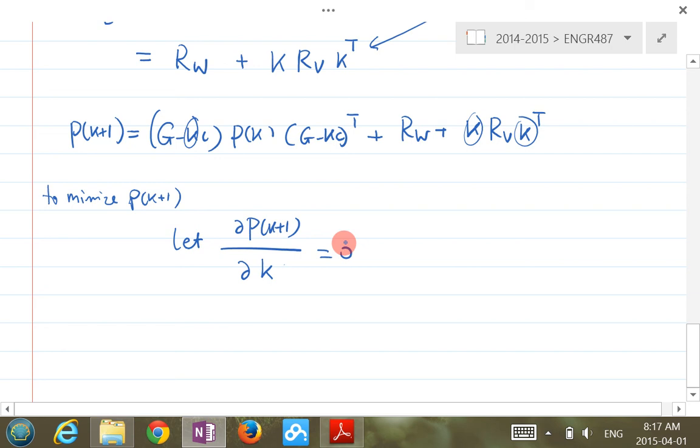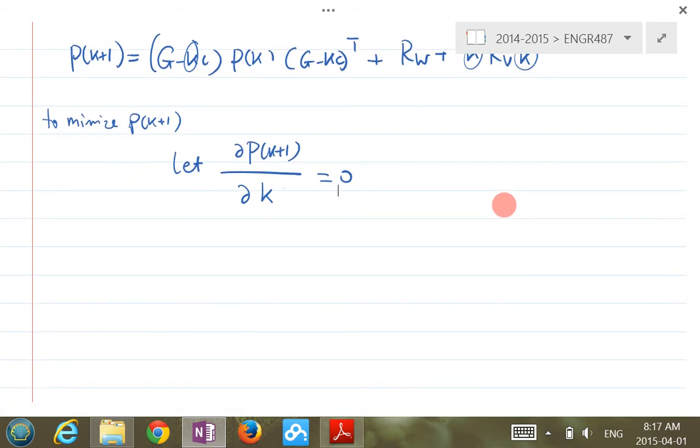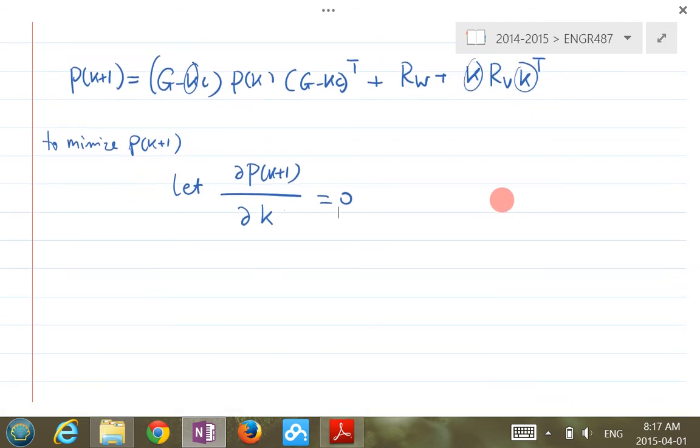You have a function f of x, you set the first derivative equal to 0, then the solution for x is the stationary point, which is where the minimum is. So then what we do now is take partial derivatives with respect to K, the same as the other side.